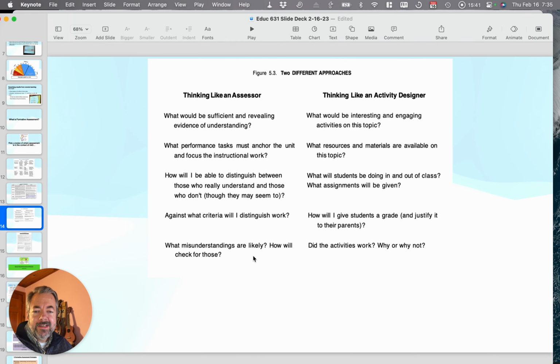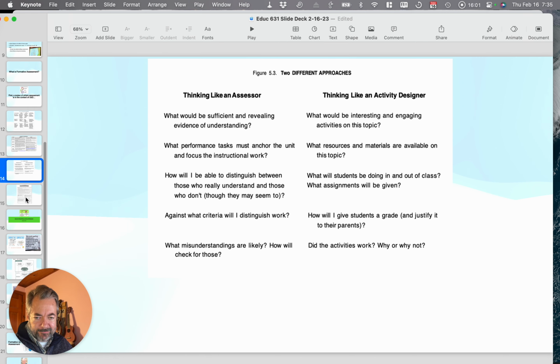And the last one is, are there misunderstandings? If you think like an assessor, you're always thinking that. And then the activity designer thinks, did those activities work? And what does work mean? Did they have fun? Were they engaged? Again, important stuff. But you can get these things on the right and the things on the left together if you think like an assessor.